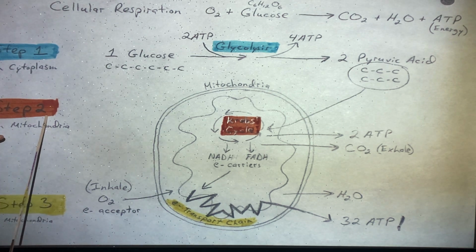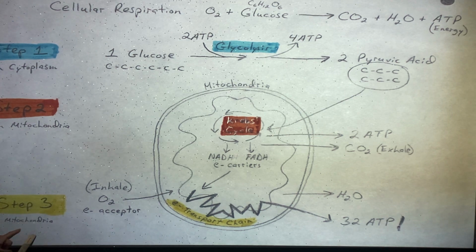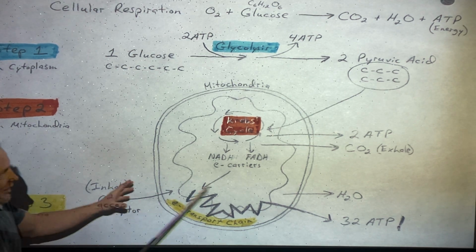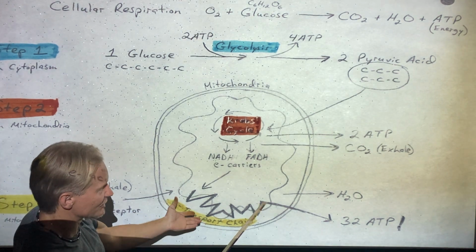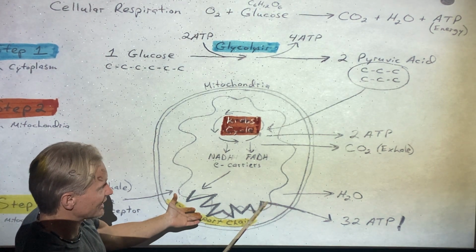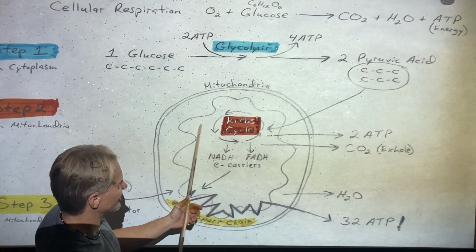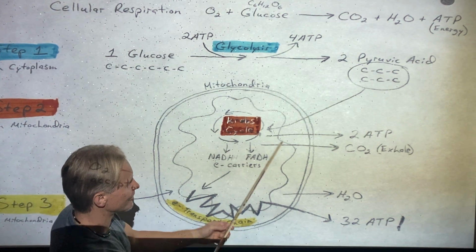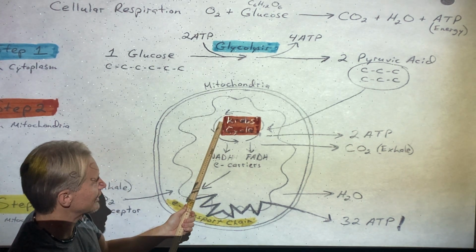Step 2, that happens in the mighty mitochondria. So 2 and 3 both happen in the mitochondria. The mitochondria is like this bean sort of shaped thing. And there's lots of them, like in your muscles, there's lots and lots of these things. And they have this folded membrane inside of them. And a lot of the reactions happen in this folded membrane. The first step is called the Krebs cycle.